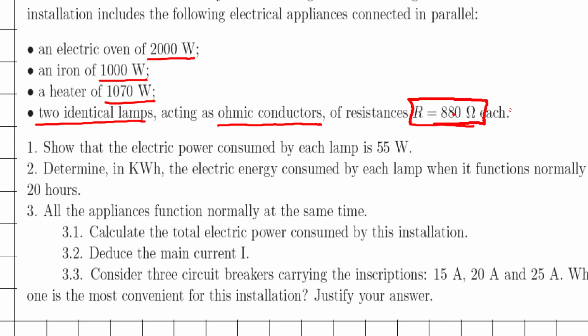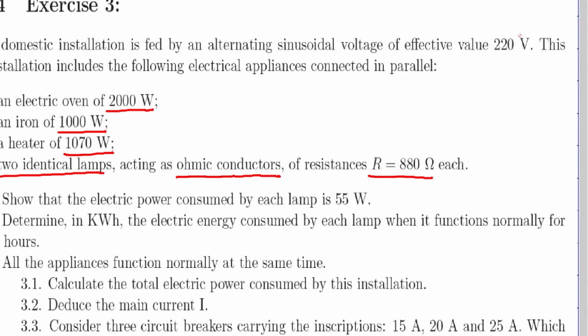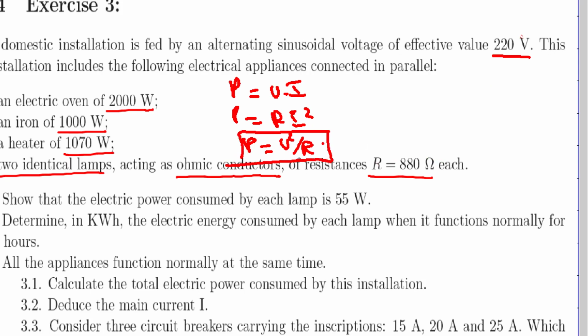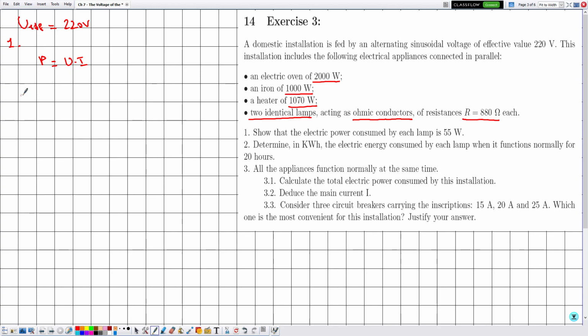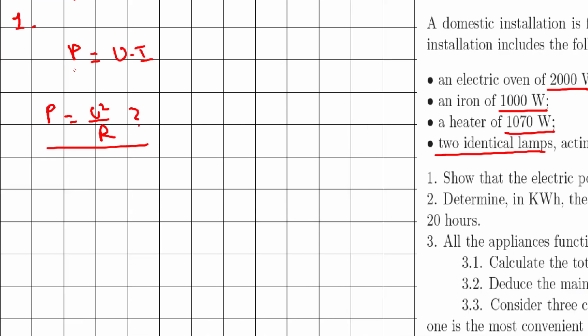So knowing the resistance and knowing the voltage, we know that the power is given by either P is equal to U multiplied by I, P is equal to R I squared, or even P is equal to U squared divided by R. Now, knowing the voltage and the resistance, we are interested in this form, but we cannot use it unless we prove it, so we are interested in proving P is equal to U squared divided by R, starting from this form.